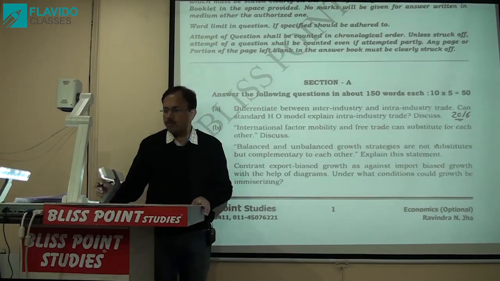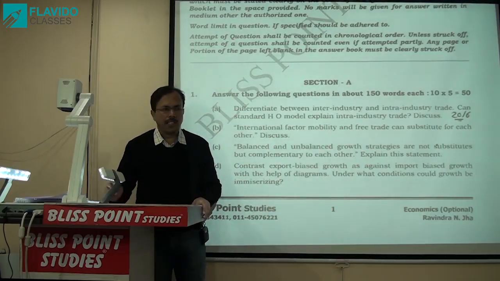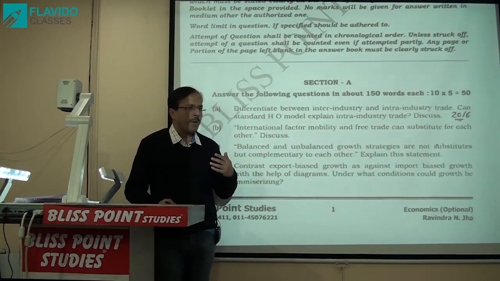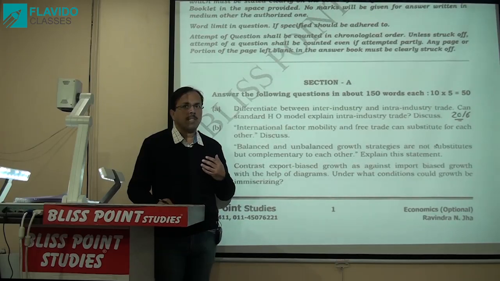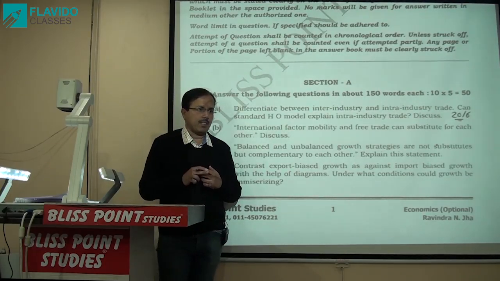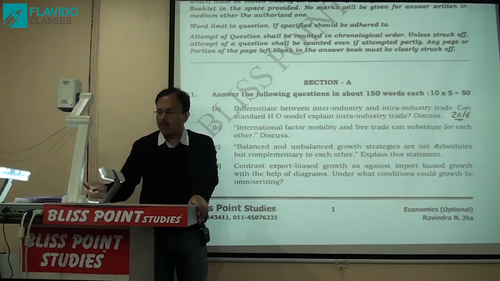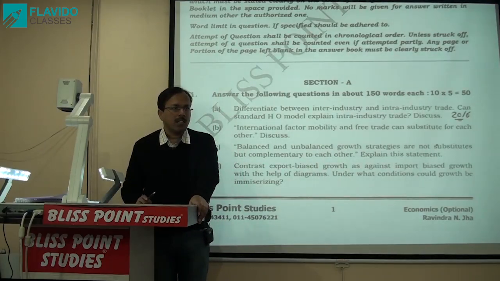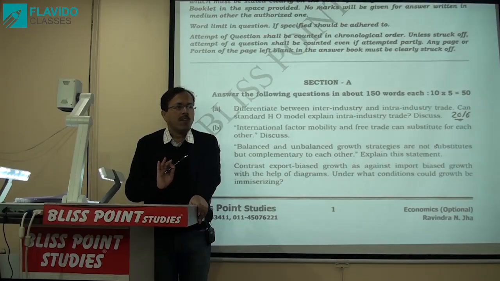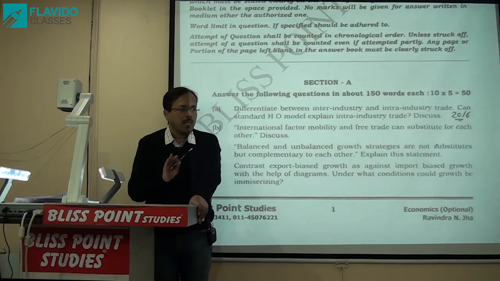Now since inter-industry trade is based upon comparative advantage, cost is something that can be calculated. So the pattern of inter-industry trade is predictable. You can say which country will export which product. Obviously a country will export that product in which it has comparative cost advantage. So that can be measured. So the pattern of inter-industry trade is predictable.